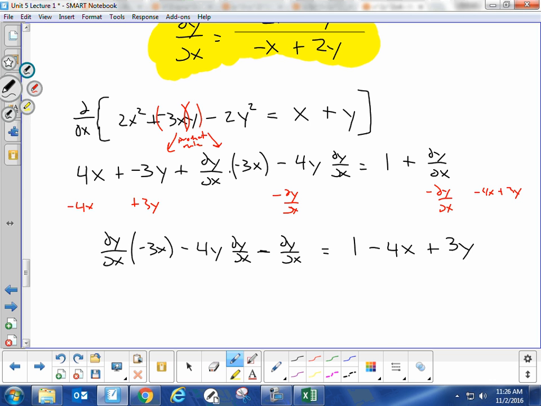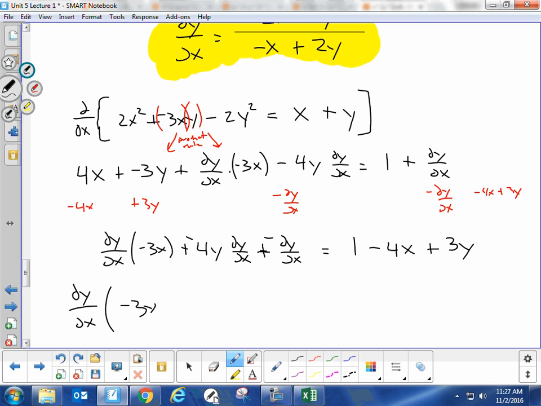Okay? Important to know, what is being multiplied? What's being added? That's why I like addition. Those negative signs sometimes mess me up. I always turn subtraction into add the opposite. I find it's helpful for me. Might not be helpful for you. I'm ready to factor out a dy/dx.